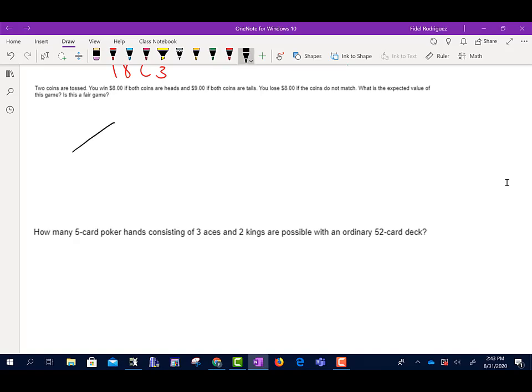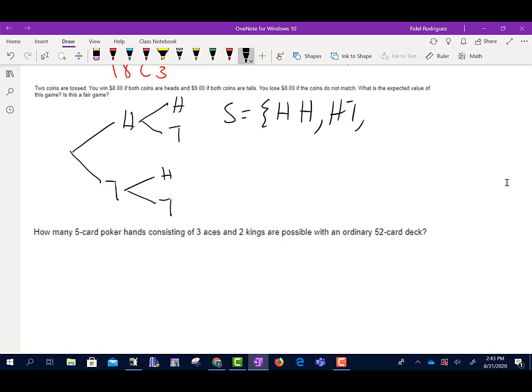So think about it this way. We're going to flip a coin and get heads or tails. And then we're going to flip a second coin, and we're going to get heads or tails. So the first thing I'm going to do is find my sample space. So I can get heads, heads, heads, tails, tails, heads, or tails, tails.